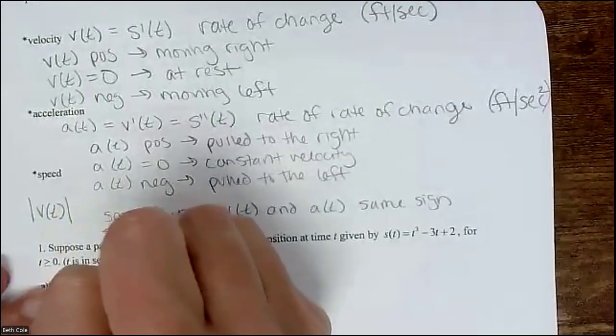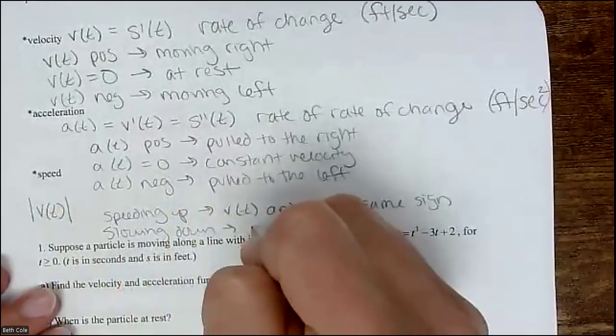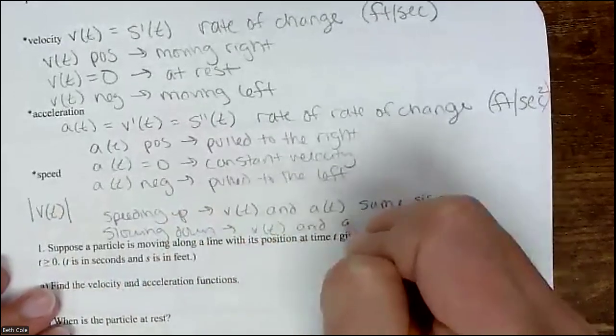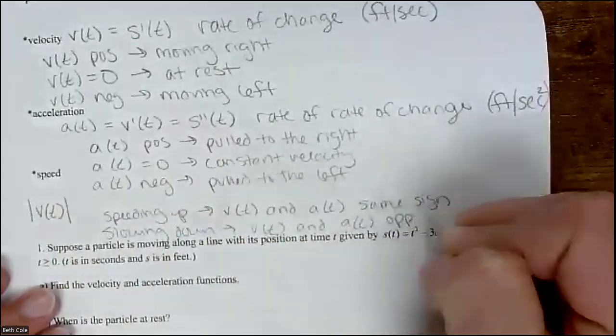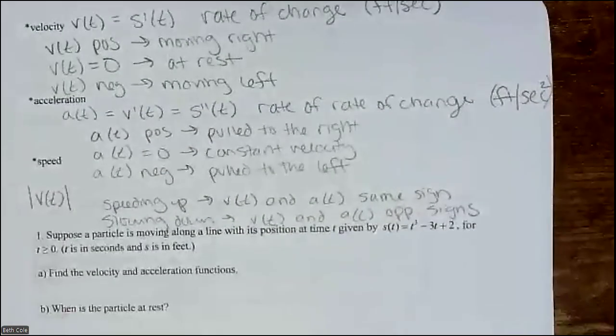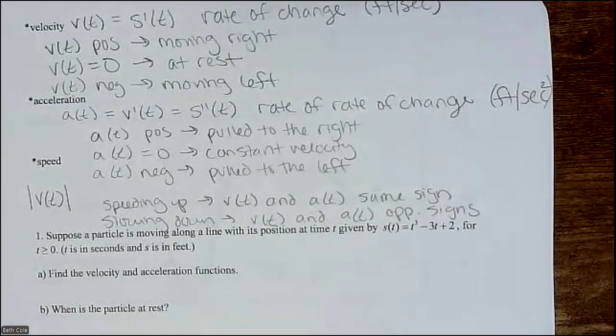Slowing down is when your velocity and acceleration are opposite signs. That's when they disagree with each other. That's the example I just gave: if you're going forwards down the road, you have positive velocity. If you hit the brakes, you have negative acceleration. When one of them's positive and the other one's negative, you start slowing down to that red light like I was talking about. This is making sense?